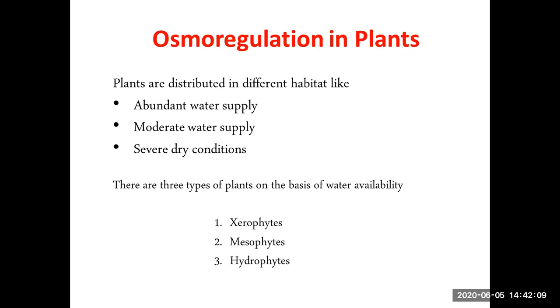Some of the plants live in abundant water supply. However, for some plants, the water supply is moderate. And there are plants which live in extreme dry conditions. So accordingly, there are three types of plants on the basis of availability of water: xerophytes, mesophytes, and number three, hydrophytes.